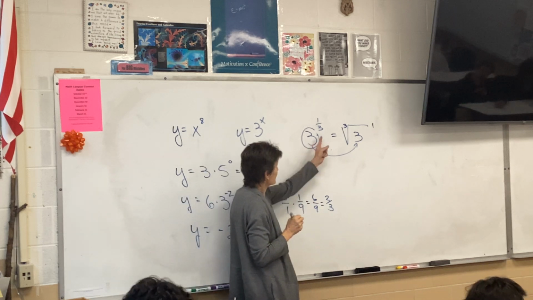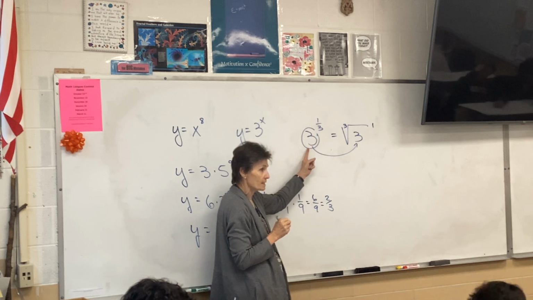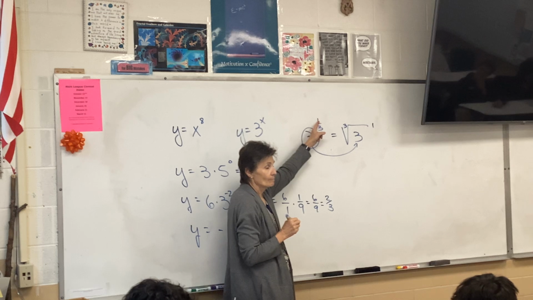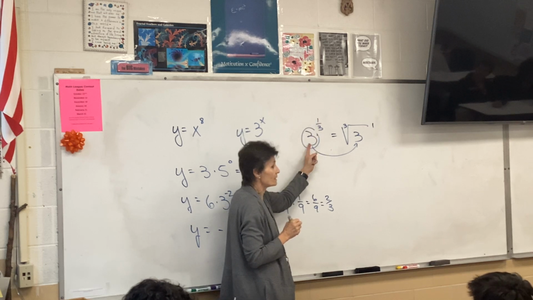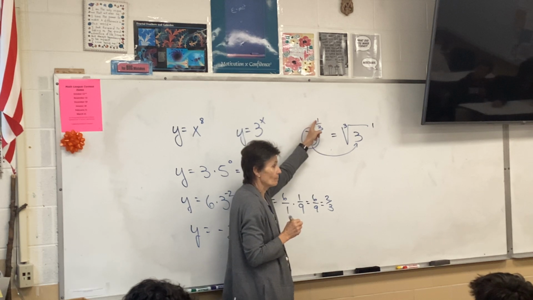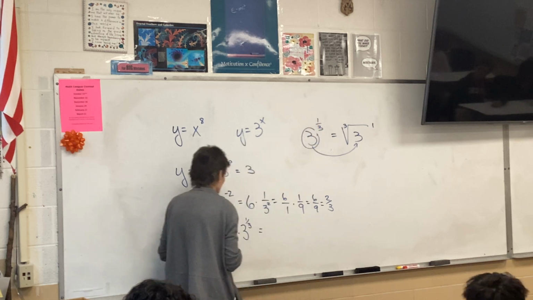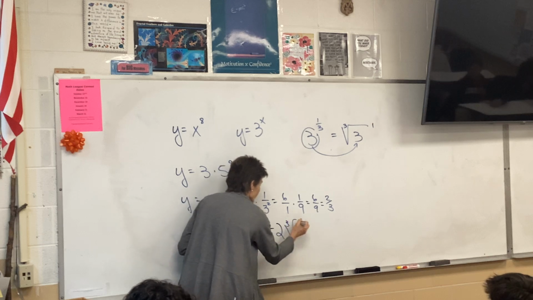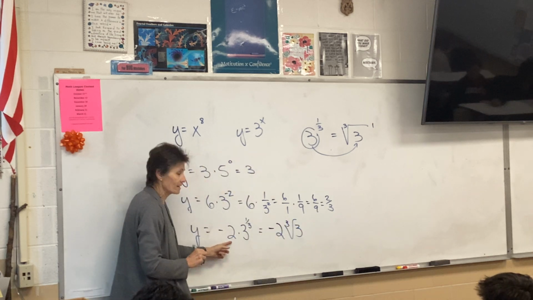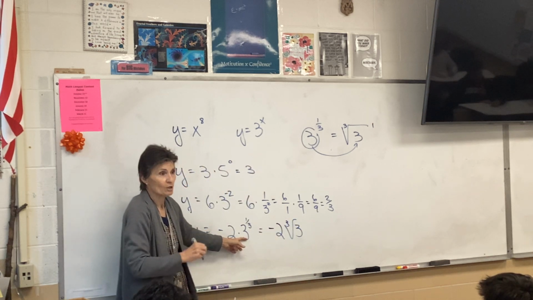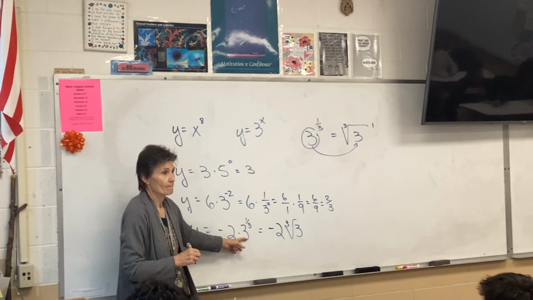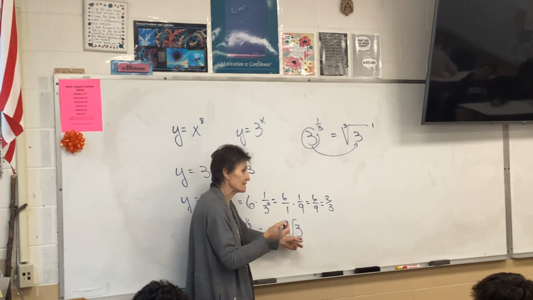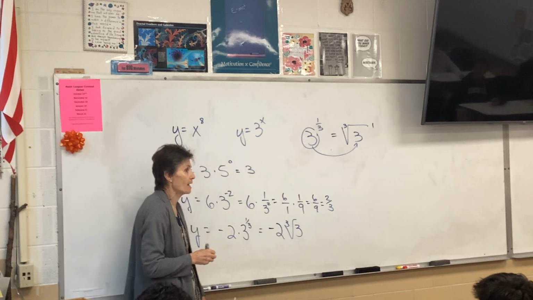So this means the cube root of 3 to the first. The cube root of 3 to the first. Okay? Now, the cube root of 3 isn't anything except the cube root of 3. So my answer is just negative 2 times the cube root of 3. If this had been a cube root of 27 or something, I could deal with it, but not the cube root of 3.